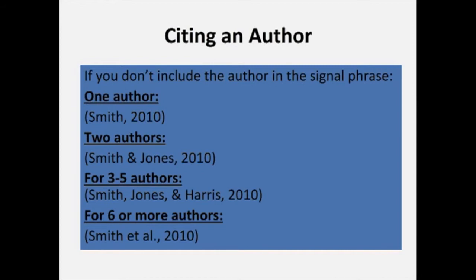For 3 to 5 authors, include all authors separated by commas and include an ampersand before the last author, then a comma, followed by the year of publication. And for 6 or more authors, use the first author's name followed by et al. Period, then a comma, followed by the year of publication. Notice that all of these in-text citations are enclosed in parentheses.